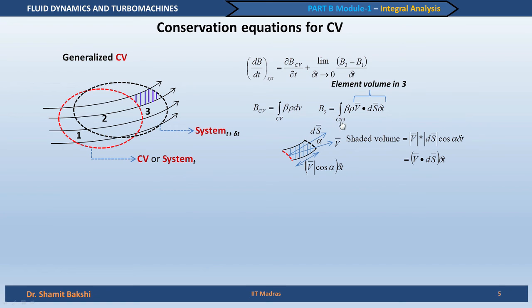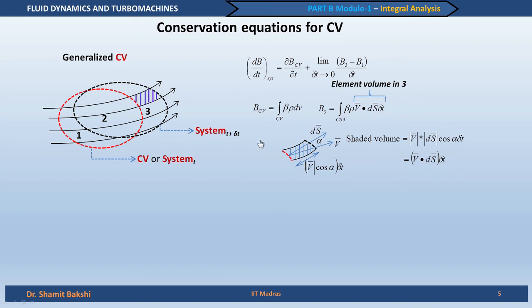Okay, so this basically shows us how we get B3. B3 is basically the integrated value of beta into the elemental mass, rho into the elemental volume in the region 3. And CS3 is basically the part of the control surface, meaning the part of the surface of the control volume CV shown by this red line, which is shared with region 3, that is, shared with the exiting part. Or you can say this is basically the part through which the fluid is exiting the control volume. So, this is B3.